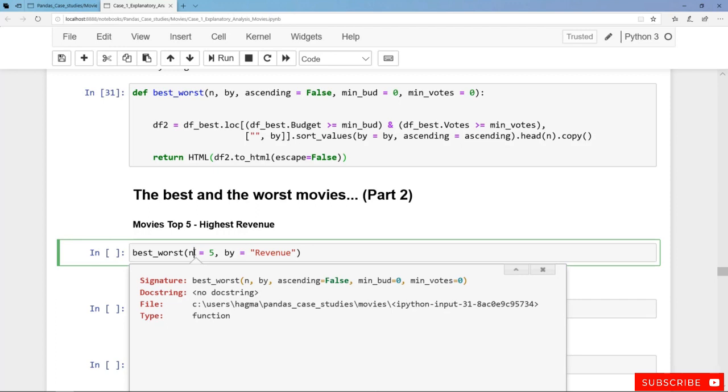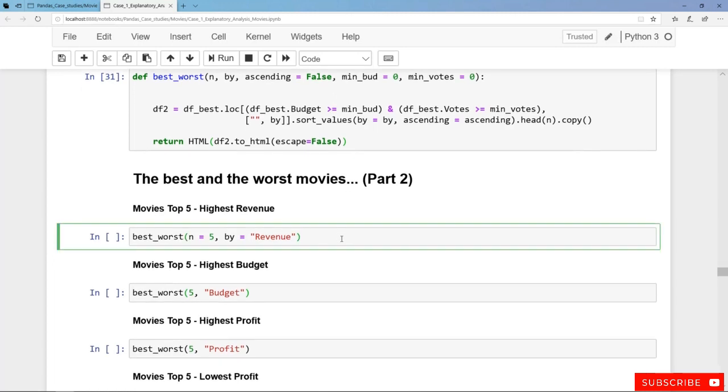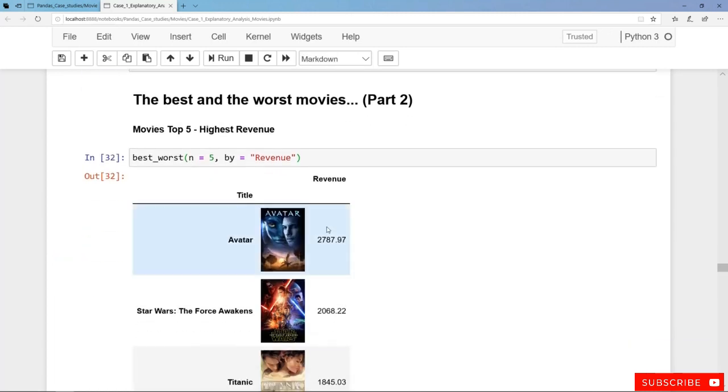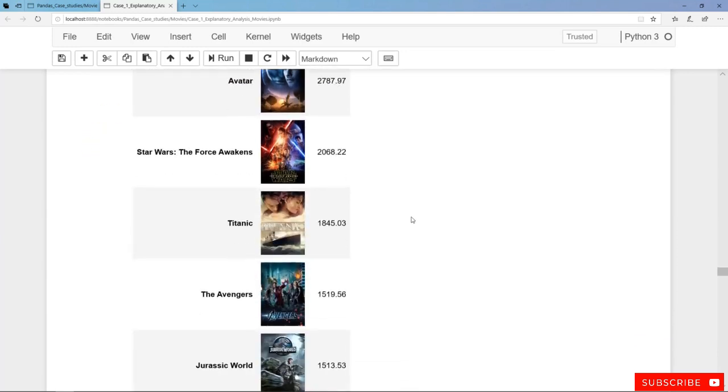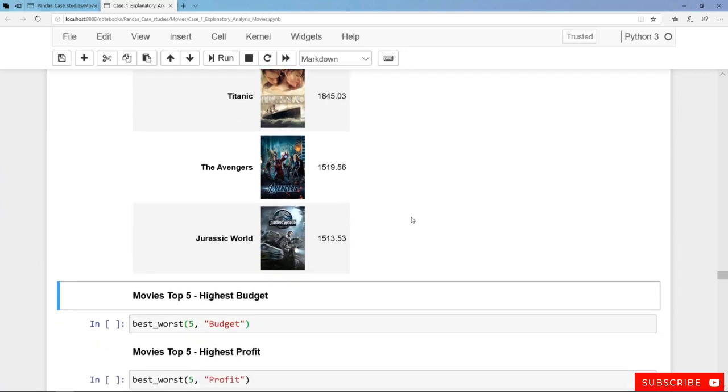We have the parameter n, and here we pass 5, so the top 5, and then we have the parameter by, and we should sort our data frame by the revenue, and actually by default we sort from high to low, and we include all movies starting with a budget of 0 and a minimum votes count of 0. So let's run the function here. And here we get, with a revenue of 2.7 billion US dollars, Avatar. Then we have Star Wars, Titanic, The Avengers, and Jurassic World.